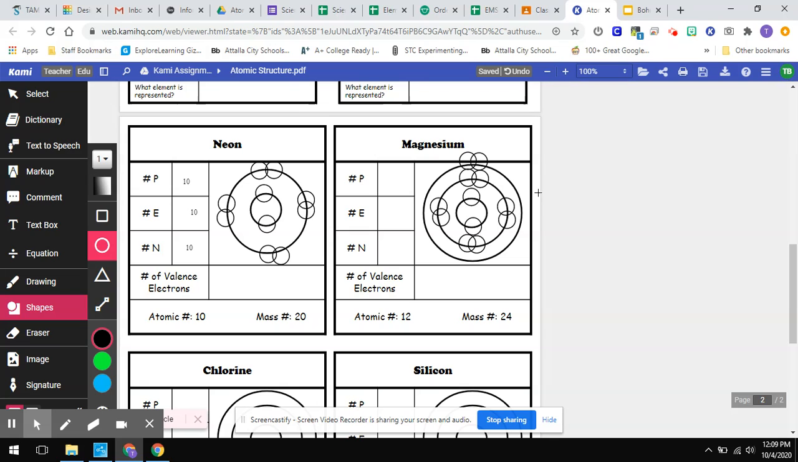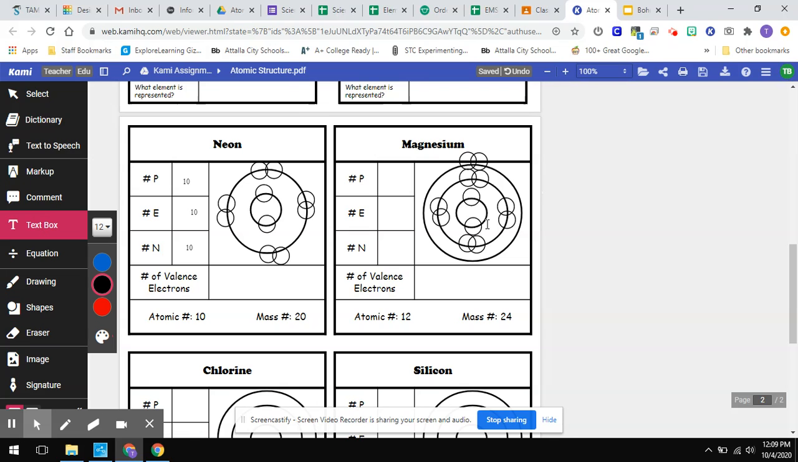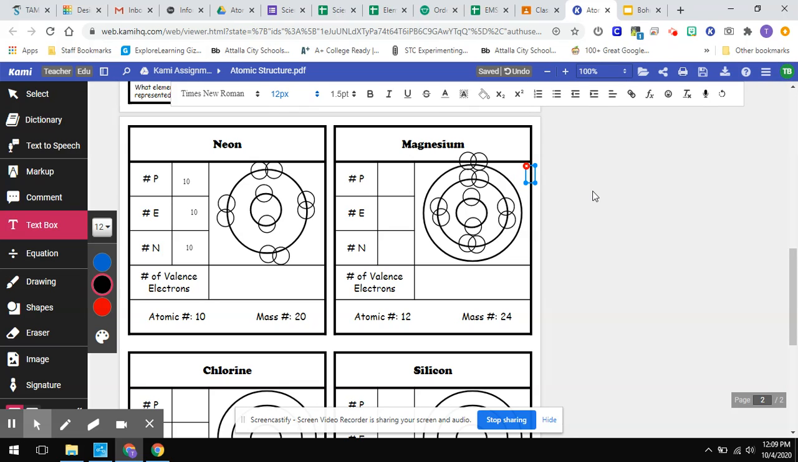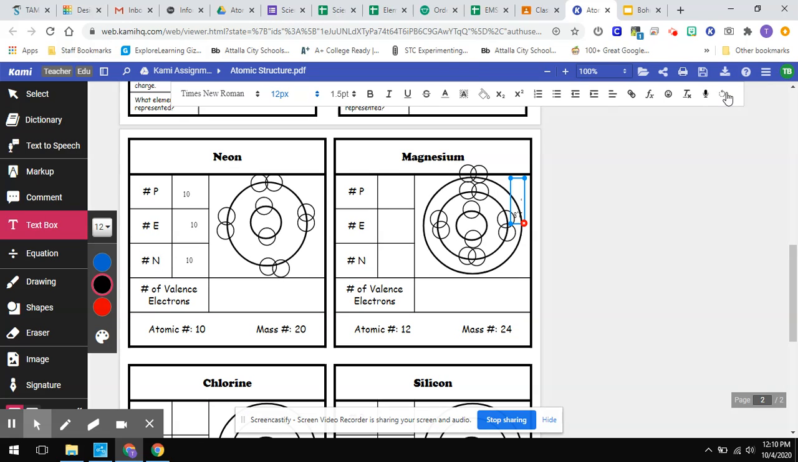And you're going to see in some things where it'll ask you for electron configuration. I want to explain that real quick, what electron configuration is. That is where you would explain how many electrons that atom has in each energy level. So for magnesium, its electron configuration would be 2, 8, 2. And that's what you would place in that text box.